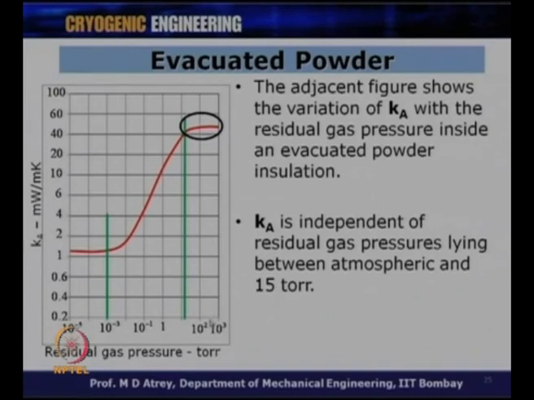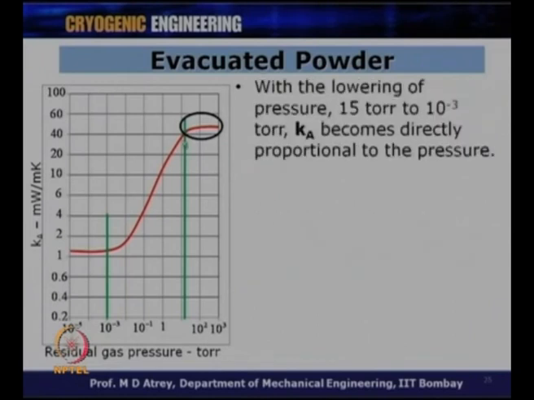So, you can see from 760 to 15 torr, Ka is hardly changing. The value of conductivity is very high. This is in milliwatt per meter Kelvin. The conductivity value is around 50ish, and we found that Ka is independent of residual gas pressure between the pressure range of atmospheric to 15 torr.